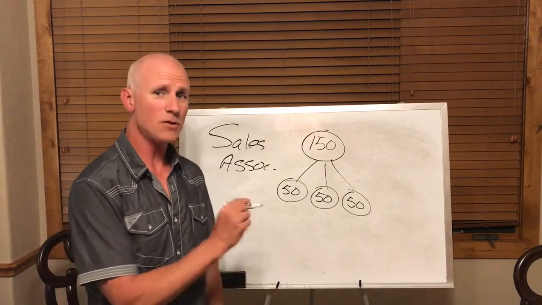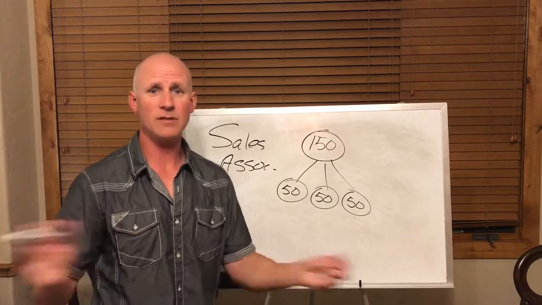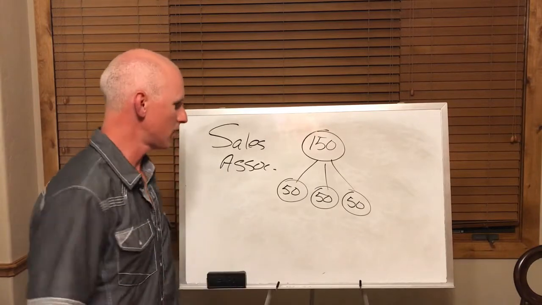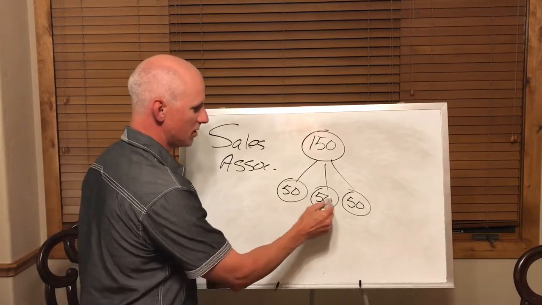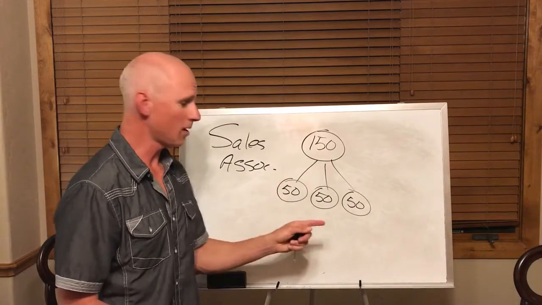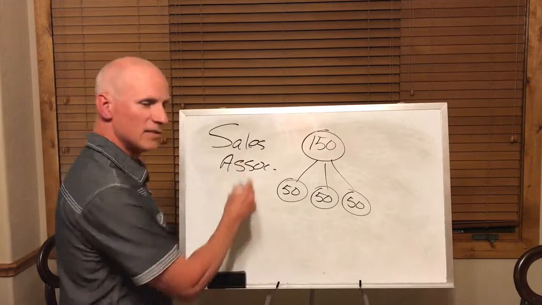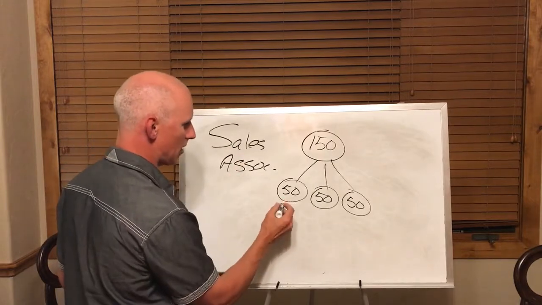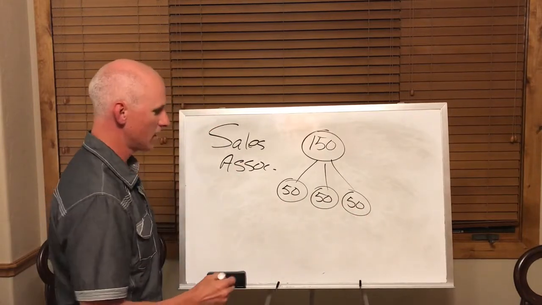Well, if you get this, then you get the rest of the compensation plan. Because now what we're going to do is help each of those three individuals do what you've done. In other words, they're going to become sales associates. So let's go ahead and draw that out. If they're going to become a sales associate, guess what?